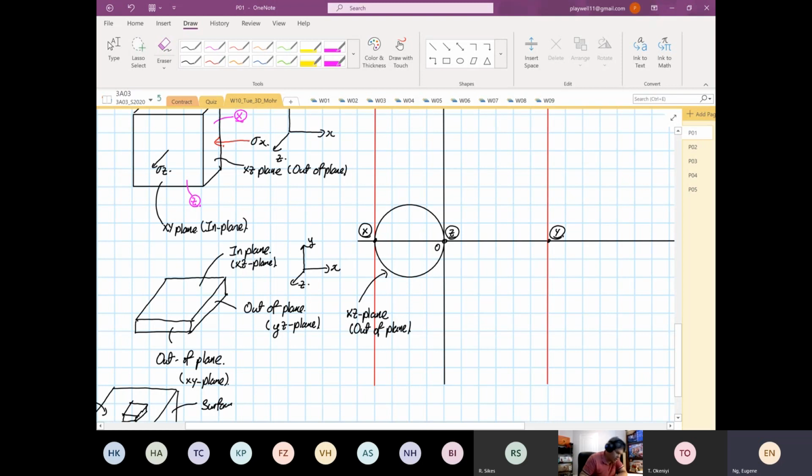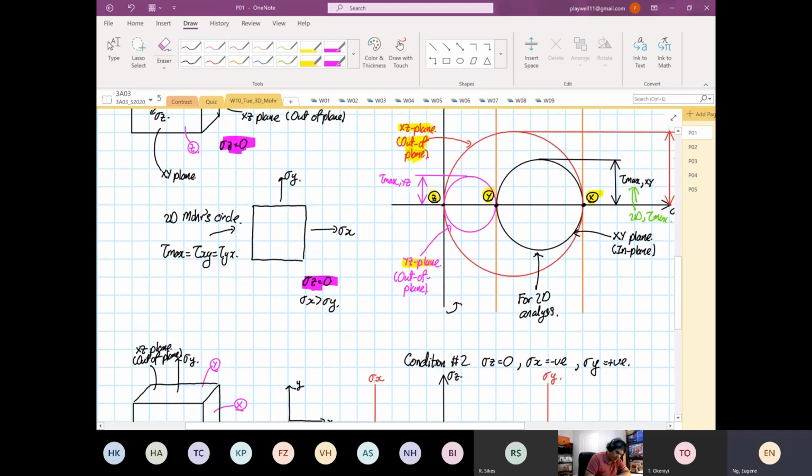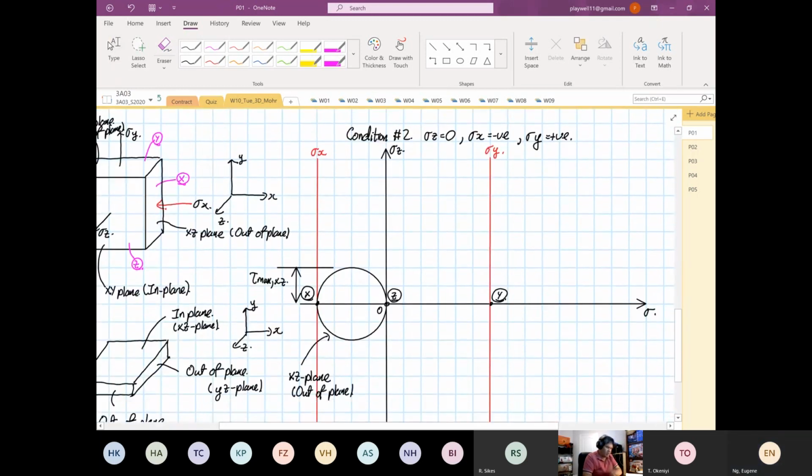Then we draw another circle. Again, if we're going to label this in terms of shear, this is our tau max in our XZ plane. Like before, the label is the same. Then the next one is our YZ. So I'll draw my YZ circle.